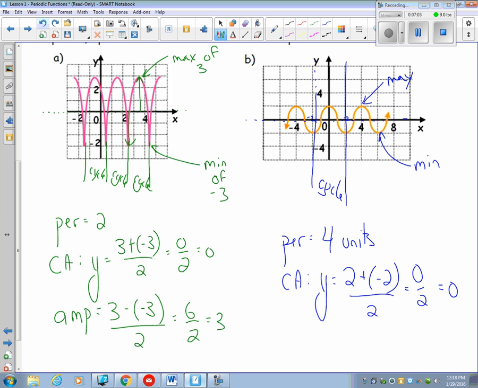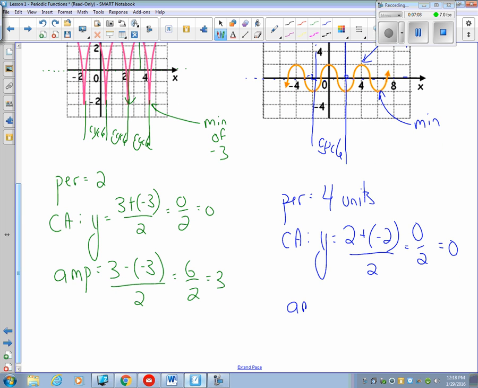We're just looking at the graph. Half the time we're above, half the time we're below. And my amplitude, 2 minus -2 over 2 comes out to 4 over 2, which is 2. We never get more than 2 from average, below or above. And that makes sense on our graph too.